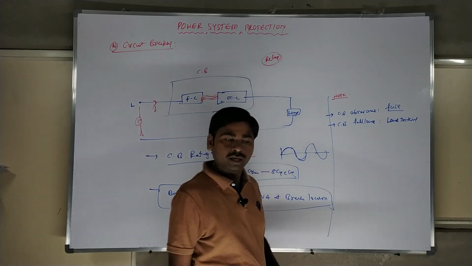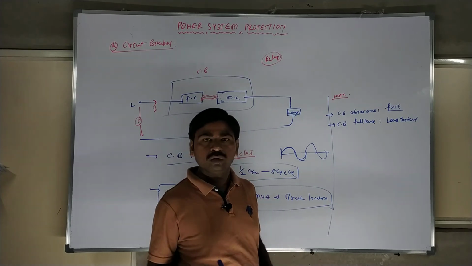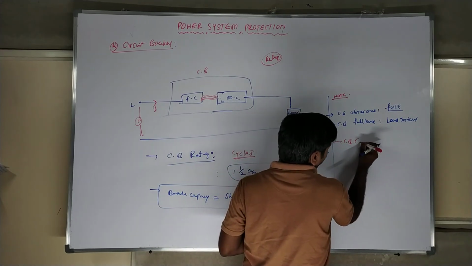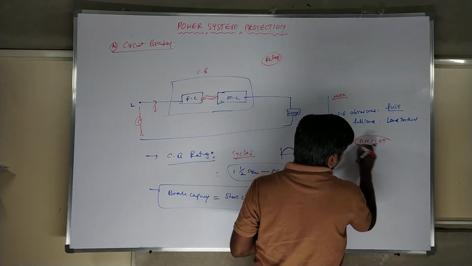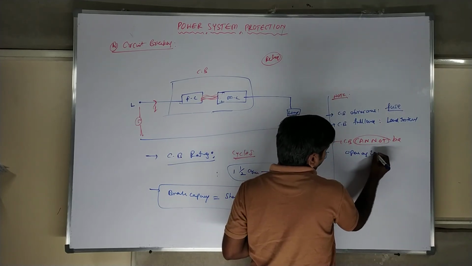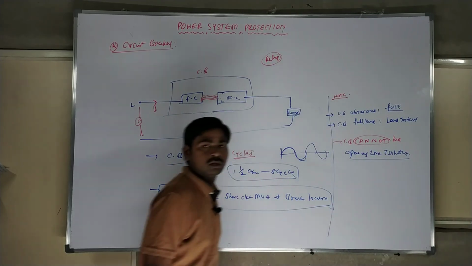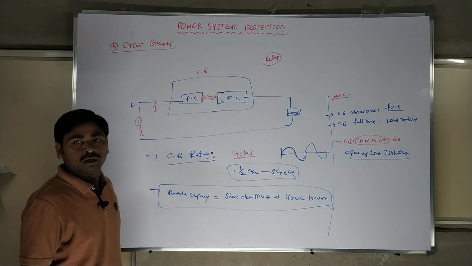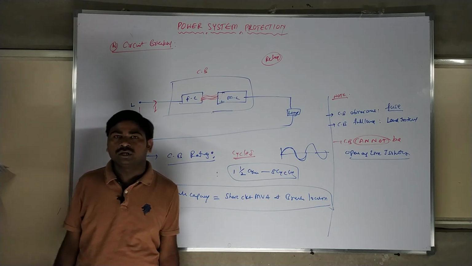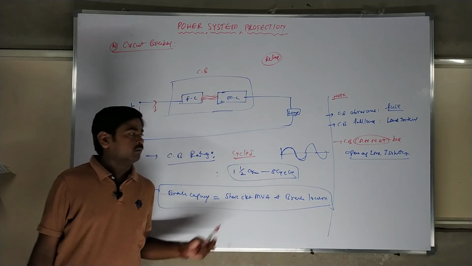But a circuit breaker cannot be operated as a line isolator, because a circuit breaker operates under running conditions; under no-load condition there is no operation of the circuit breaker. That's why the circuit breaker cannot be operated as a line isolator, because it always works under full load condition. So the breaking capacity is the short circuit breaking capacity. These are the important things about the circuit breaker that we discussed.